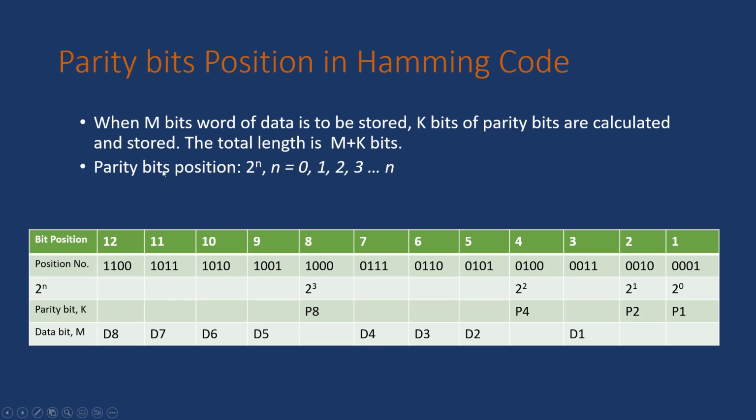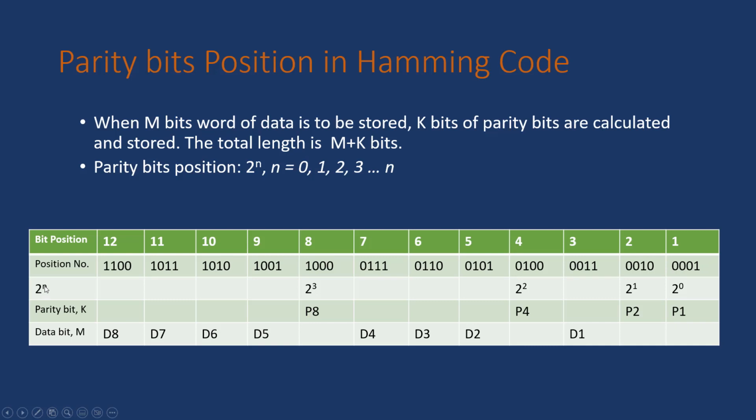Okay, where the parity bits are saved follows 2 to the power n. n can be 0, 1, 2, 3, and so on. These are bit positions 1, 2, 3 to 12, and this is the binary position number. It is the same thing, just in binary. And then how to find where we use the parity bits is based on this formula.